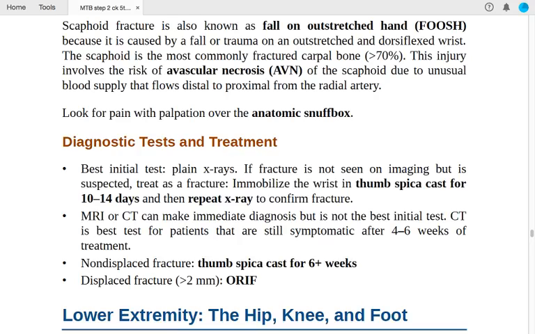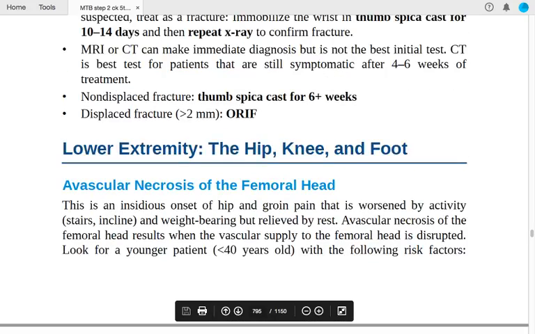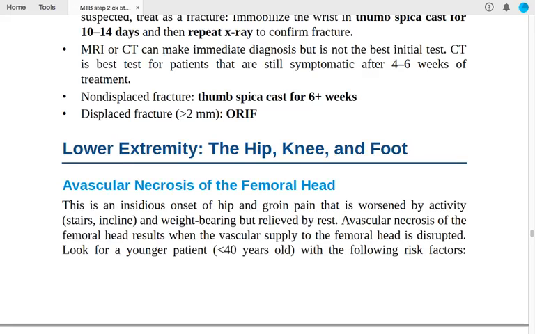For a non-displaced fracture, you are going to apply a thumb spica cast for more than 6 weeks. And if there is a displaced fracture, like if it's more than 2 millimeters, then you will go for open reduction and internal fixation. ORIF stands for open reduction and internal fixation. Remember, you do this open reduction internal fixation in case of a displaced fracture.